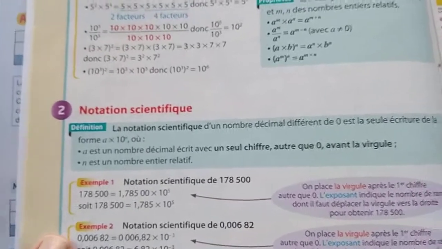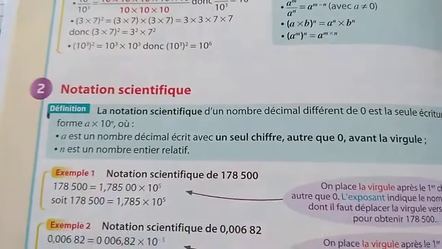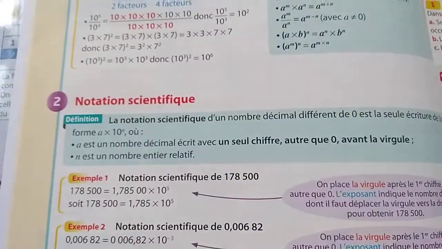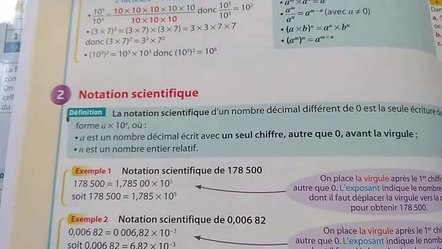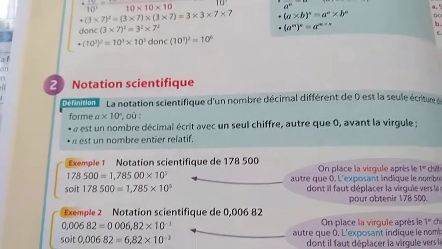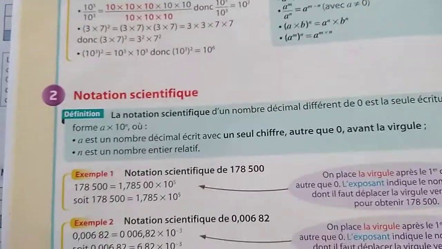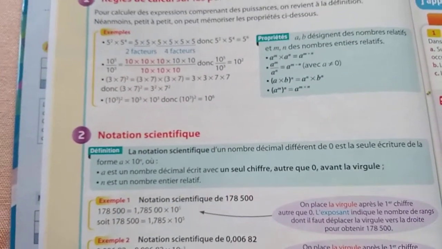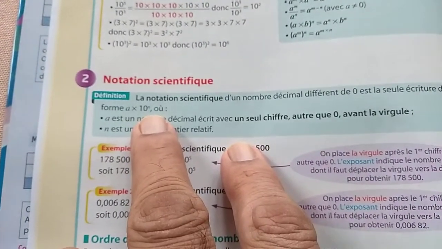Okay, so notation scientifique, in English it's called scientific notation, is a specific way of writing a number, and that is called scientific notation or notation scientifique. I'll read it out in French to you. The text here is more complicated than it actually need be.